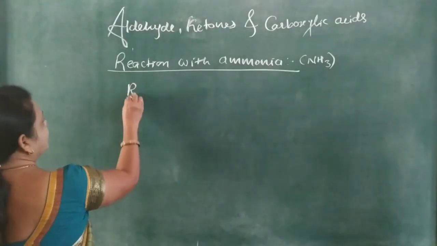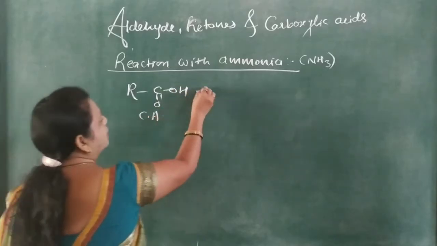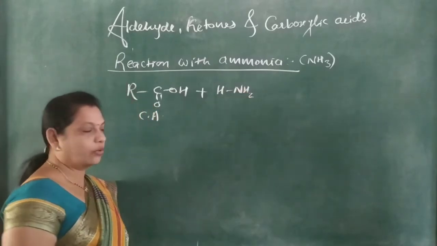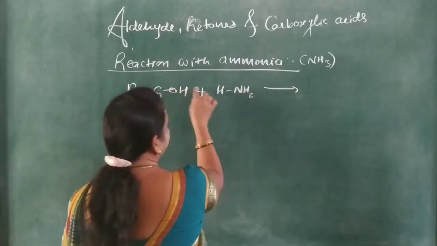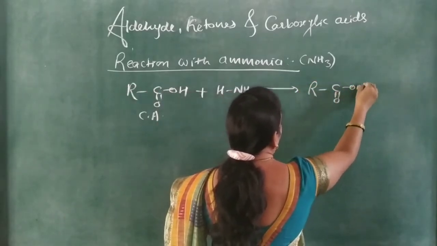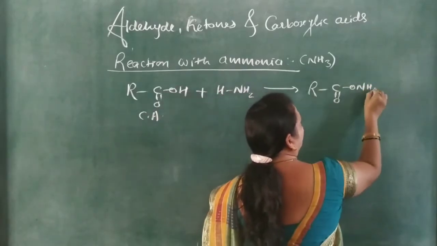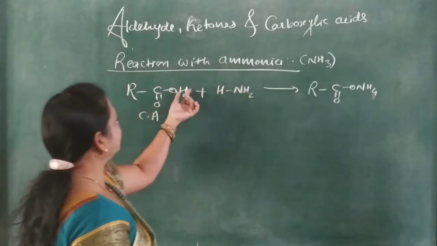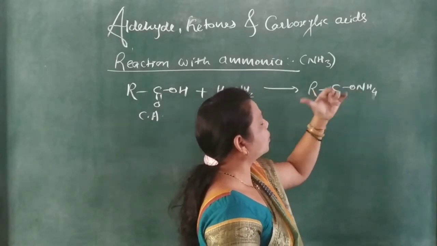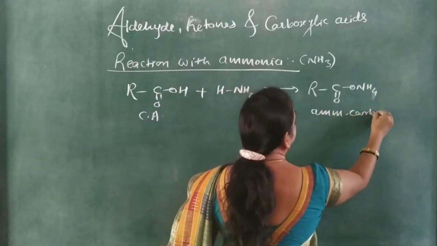When carboxylic acid RCOOH reacts with ammonia, which can be written as HNH2, this H combines with this, and first we get the ammonium salt of carboxylic acid, called ammonium carboxylate. NH3 plus H forms NH4 combined here, and this is the ammonium salt of carboxylic acid, also called ammonium carboxylate.